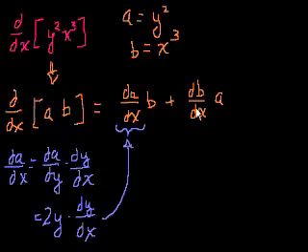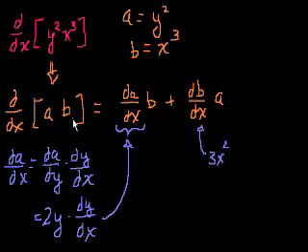And what's the derivative of b with respect to x? Well, here b is explicitly defined in terms of x. So this is pretty straightforward. There's no chain rule application here. So that is just going to be 3x squared. And so what's our final answer?